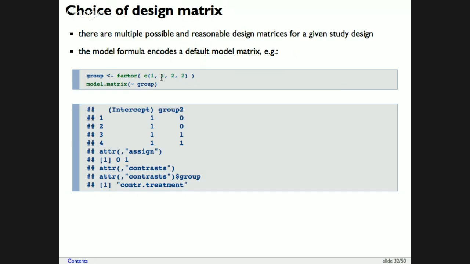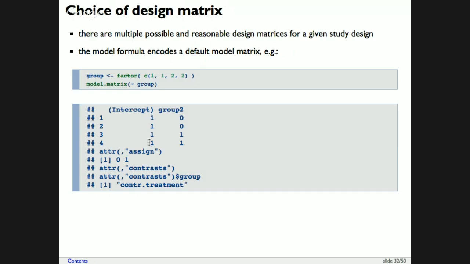Here's a very simple example of a design matrix. We have a predictor that we're going to call group. It's 1, 1, 2, 2, and we turn that into a factor, and then just give the right-hand side, because this is just x, so tilde group, and turn that into a model matrix. And this is what it looks like.